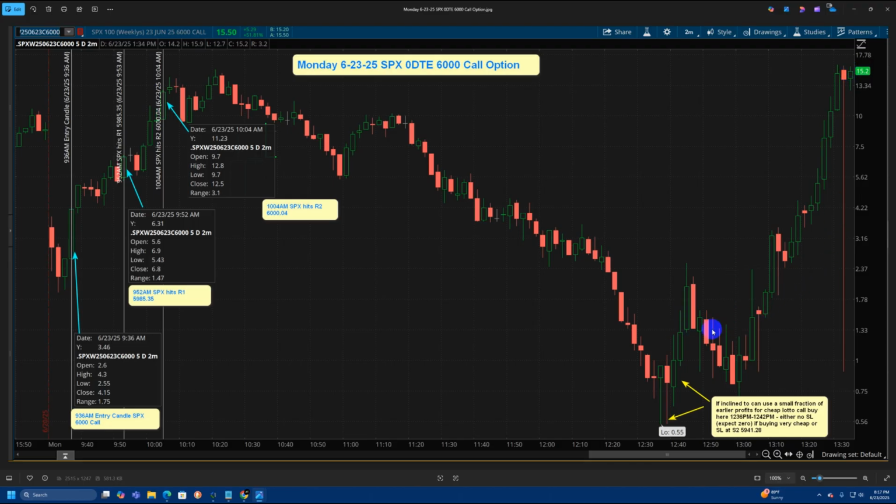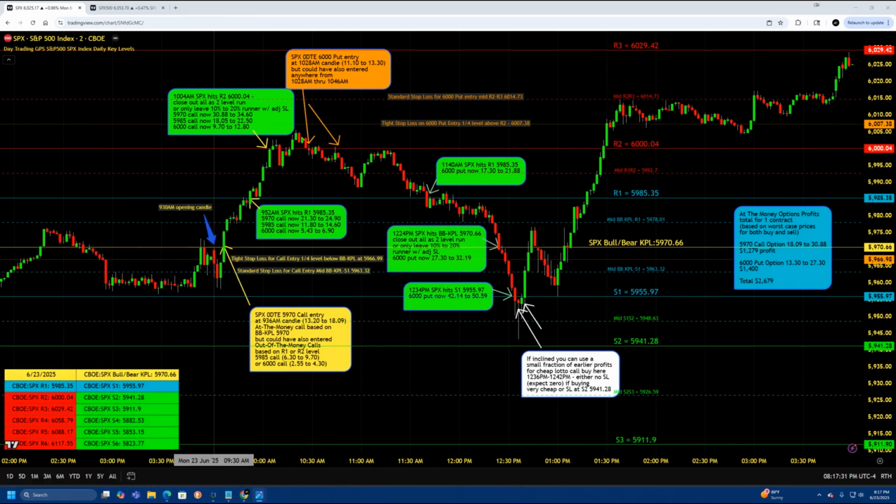So you had plenty of places along the way that you could have gotten out, depending on how long you wanted to hold on to it, or just to look at what happened. You could have just held on to it to the end of the day. If you did that, we have SPX going up here all the way almost to R3 at 6029.42.